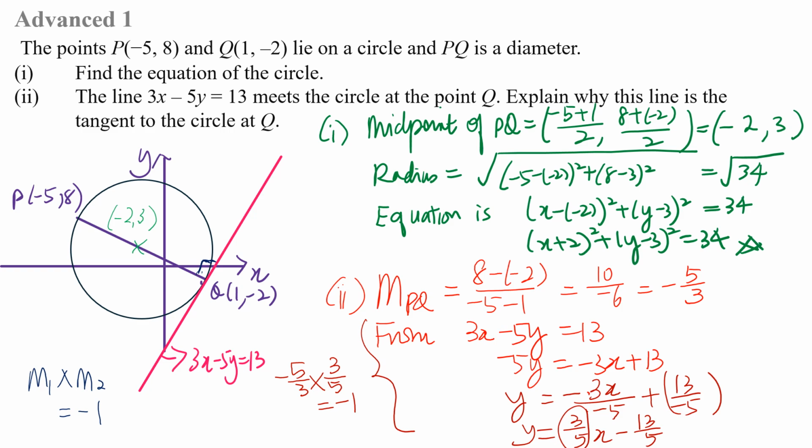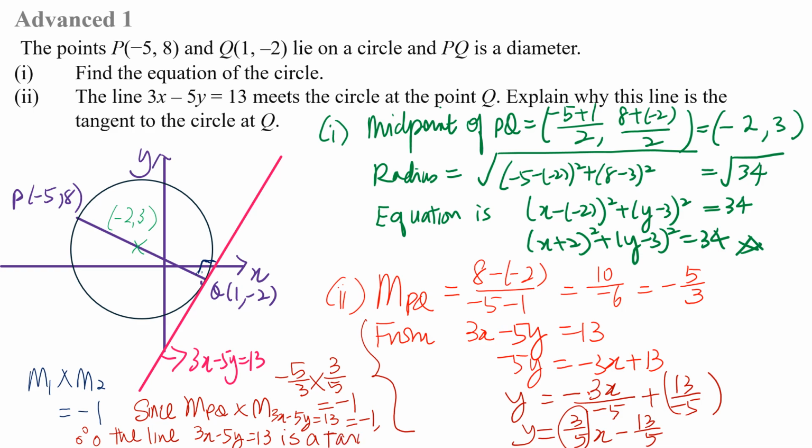We can't just leave the answer like that and assume people understand what's going on. So we explain that since the gradient of PQ times the gradient of the line 3x minus 5y equals 13 is equal to negative 1, therefore the line 3x minus 5y equals 13 is a tangent line to the circle at Q. Okay, so this is how we do it.